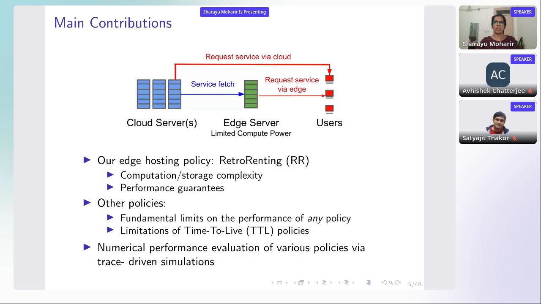In addition, we also evaluate the performance of our policies using trace data obtained from Amazon and Google datasets. And this gives us a good data set to compare the performance of our policy with other policies that are suitable for this problem. Now, with this overview, I'll go into the details of our work.